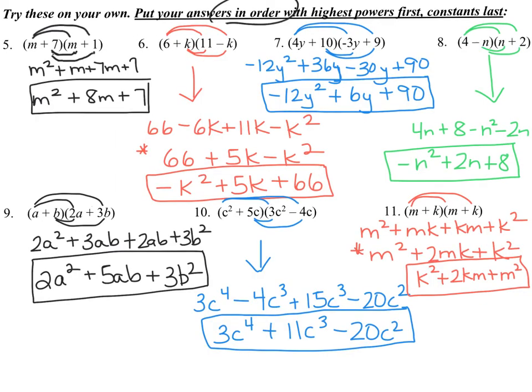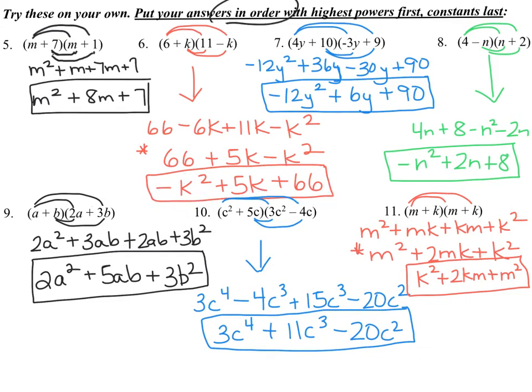Okay, here are the correct answers. You may want to pause the video so that you can see these answers right here and check your paper. A couple of notes. In question number 6, if you put 66 plus 5k minus k squared, that's not wrong. It's just that we want to put our variable with our highest exponent first. So this would be the correct order.